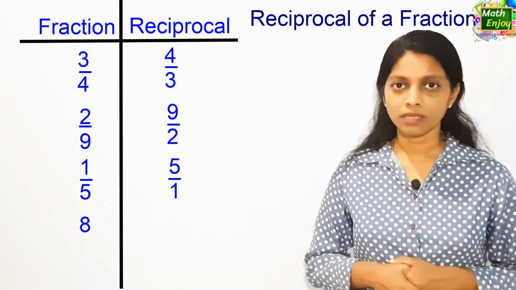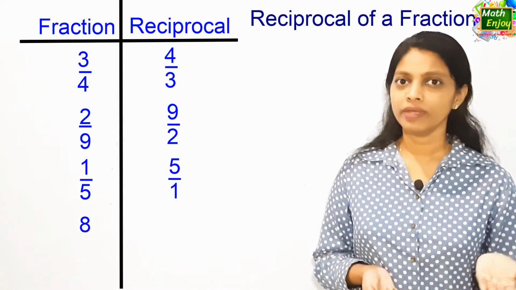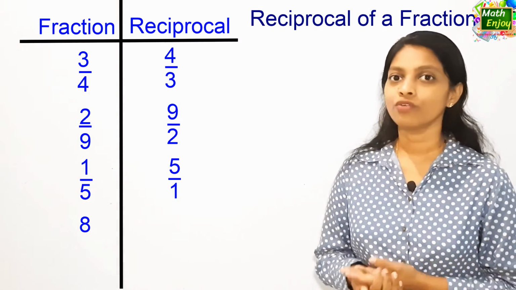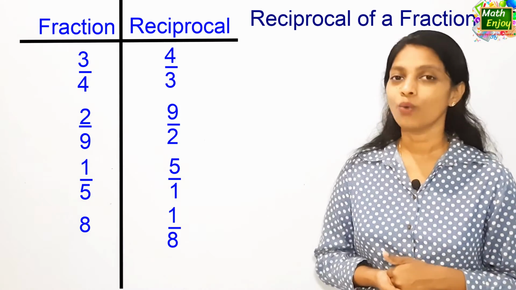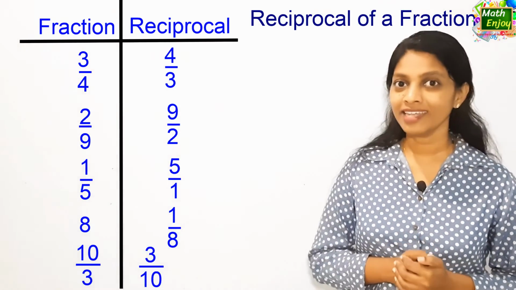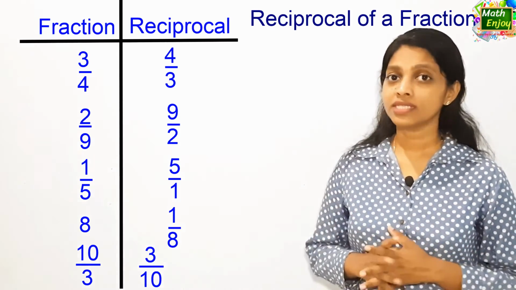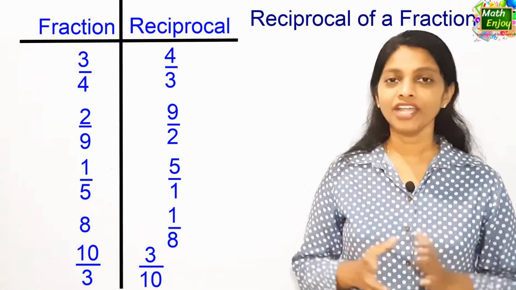Then what about the reciprocal of 8? 8 is a whole number. We can consider the denominator of 8 as 1. So we can write the reciprocal as 1 over 8. The reciprocal of 10 over 3 is 3 over 10. Now you know what a reciprocal is. We have to use this reciprocal when we divide fractions.